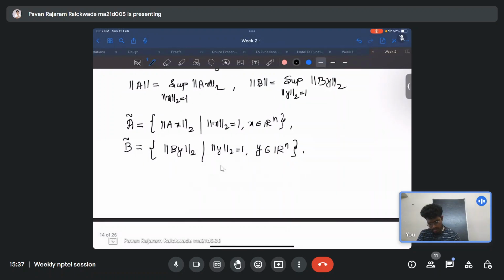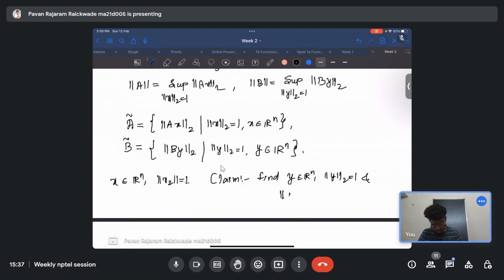So let's take one element. Suppose x belongs to Rn such that norm x2 equals 1. The claim for the moment is to find an element y belonging to Rn with norm y equal to 1 and norm of Ax2 the same as norm of By2. If this claim is satisfied, then A tilde will be contained in B tilde.